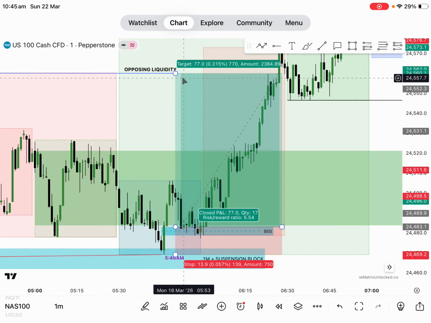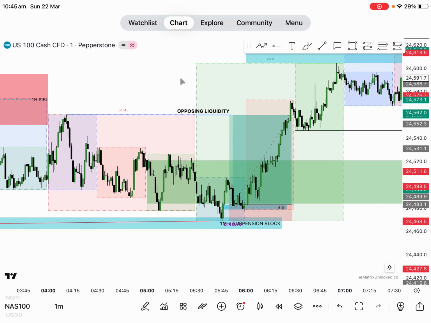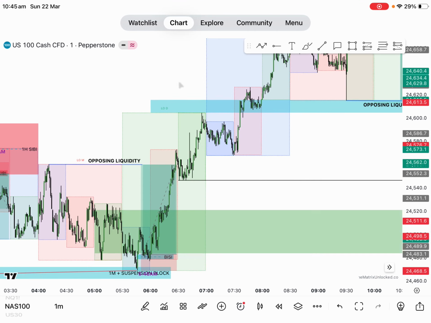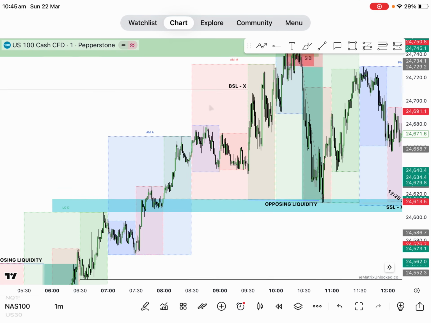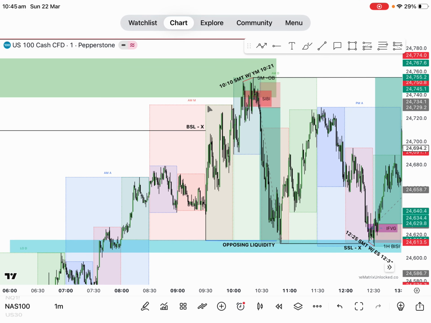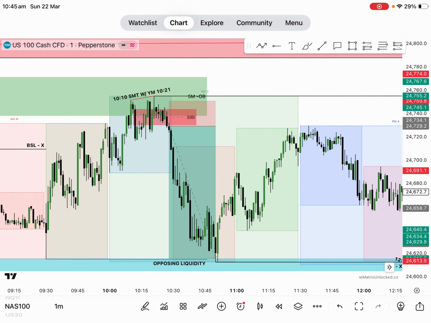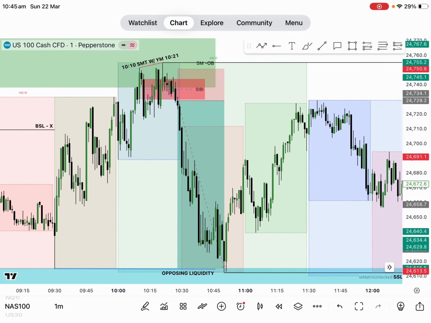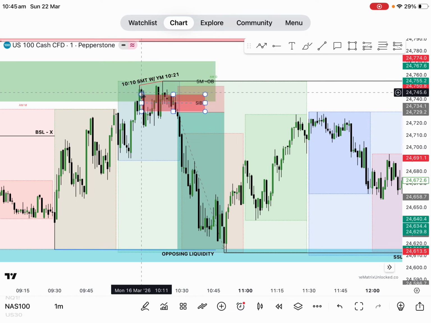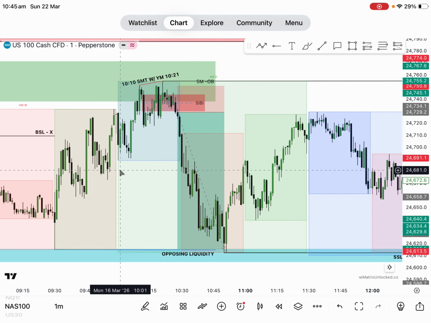Opposing liquidity is here, and if you keep a runner, it will keep running. Look, how far did it go? Double, triple. Third one, I'll make it very quick, guys. I'll keep showing you until you are bored or you are excited about testing this strategy yourself.